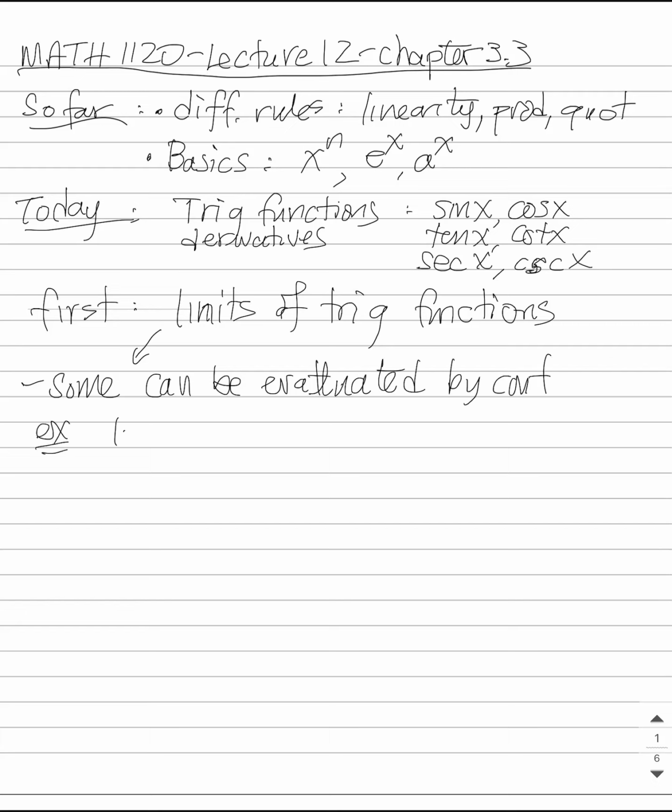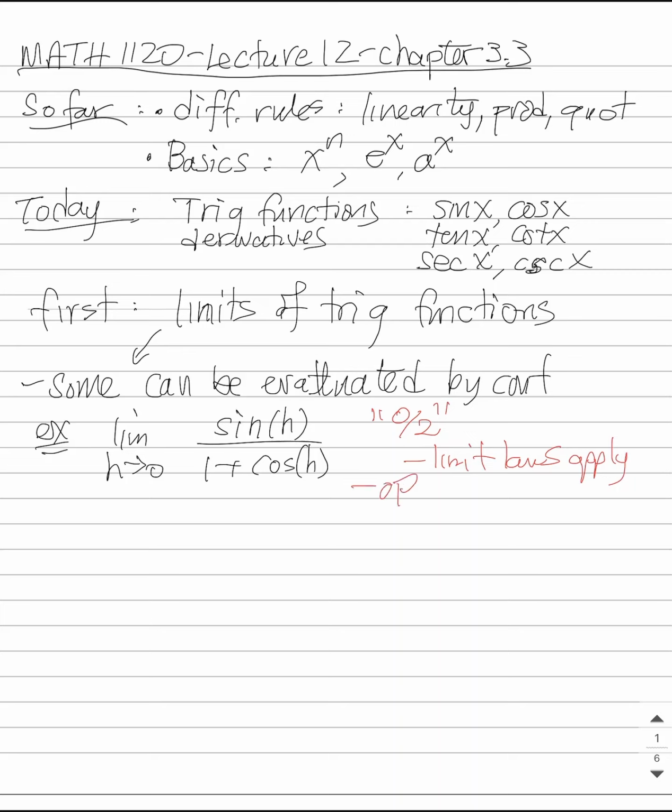So for example, if I were to give you the limit as h goes to 0 of sine of h over 1 plus cosine of h, first thing you should do when you see a strange limit like this is sneak a peek. And what you'll find is that you get 0 over some non-zero number. So in this case, the limit laws do apply, or you could make an argument to continuity.